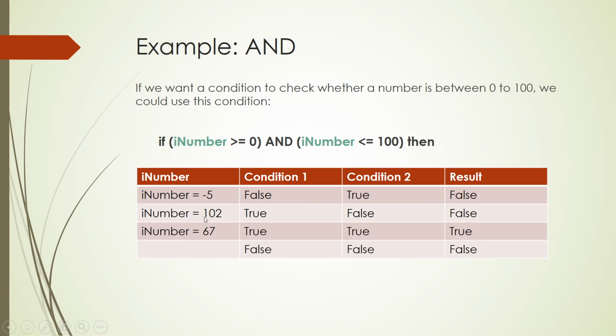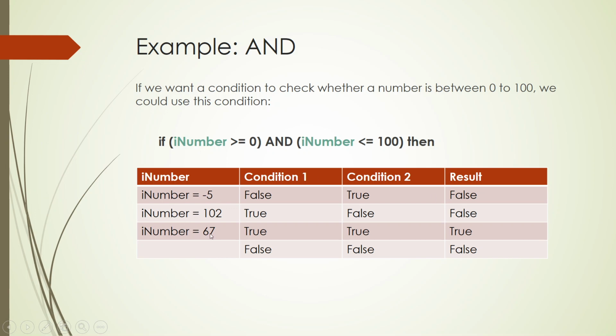Take the next example of 102. I'm now checking, is 102 greater than or equal to 0? My condition 1 is true. And is 102 less than or equal to 100? It evaluates to false. True and false, my end result is false.